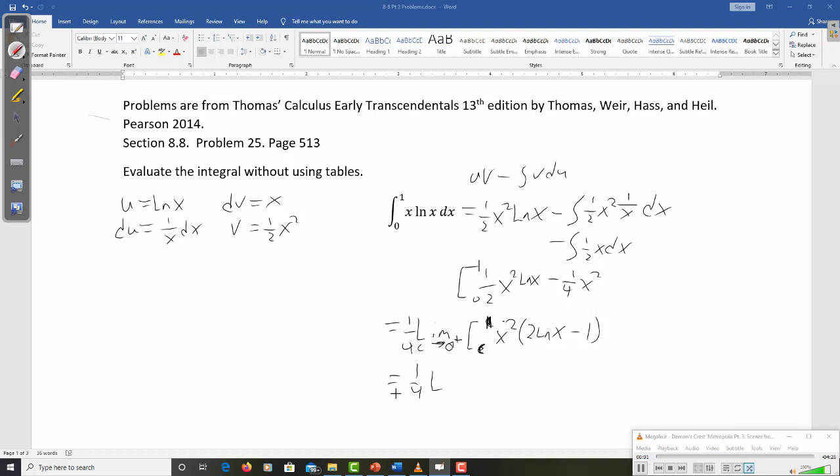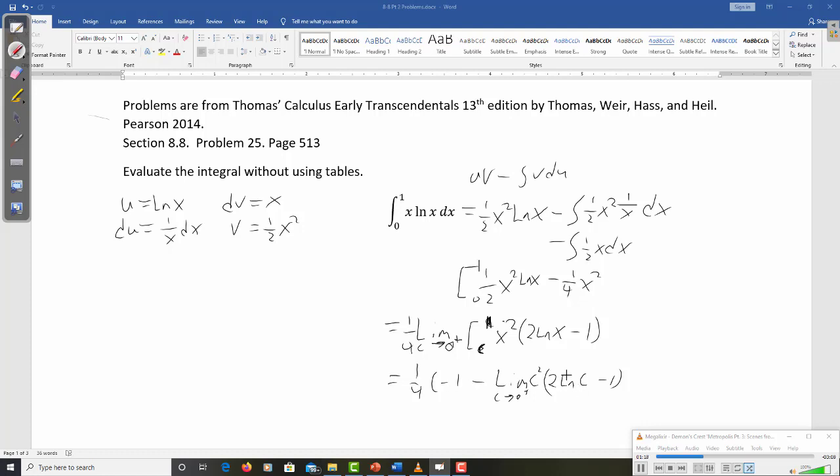So 1/4 limit. I might as well distribute the limit as well. If I do that, it's not going to have any effect on the first part, so I will just get negative 1, and then minus the limit as c goes to 0 from the right of c squared, 2 ln of c minus 1. Oh, and I forgot my c squared. Well, as c goes to 0, this would go to 0. This, though, would go to negative infinity.